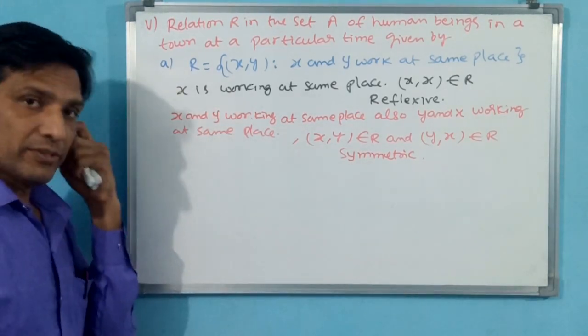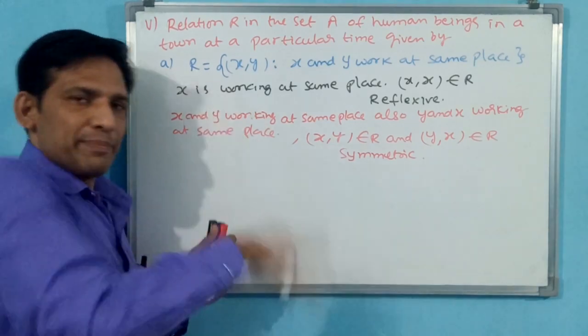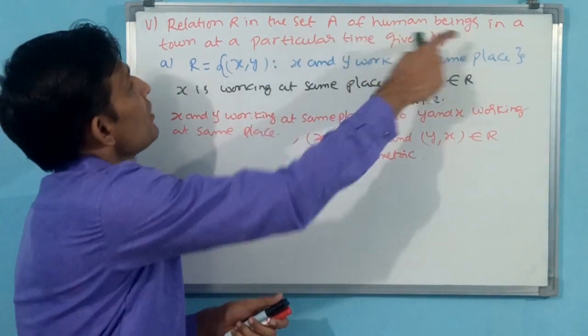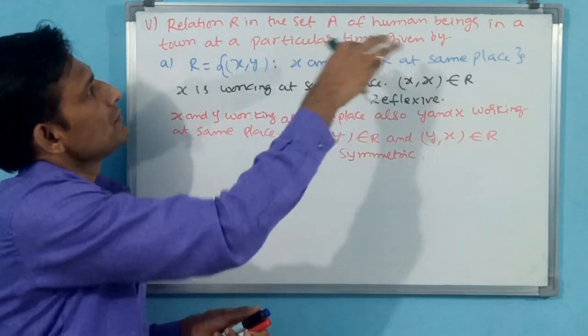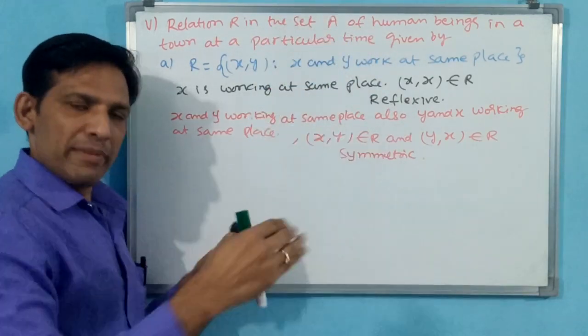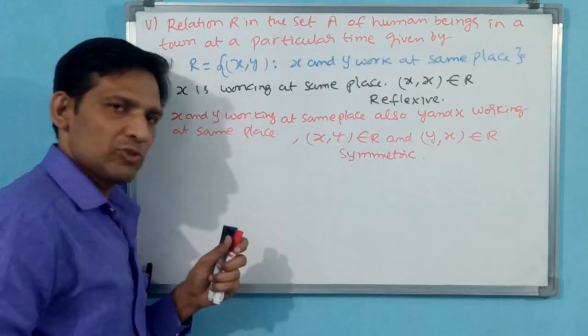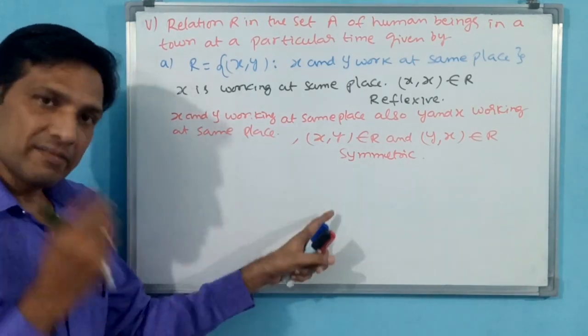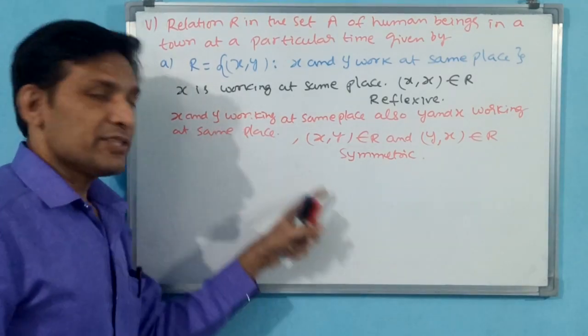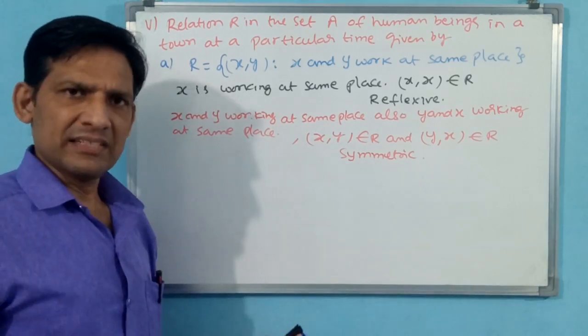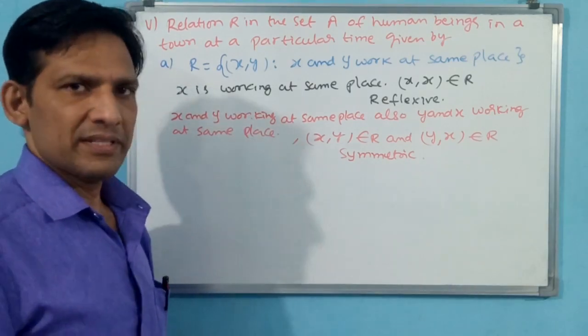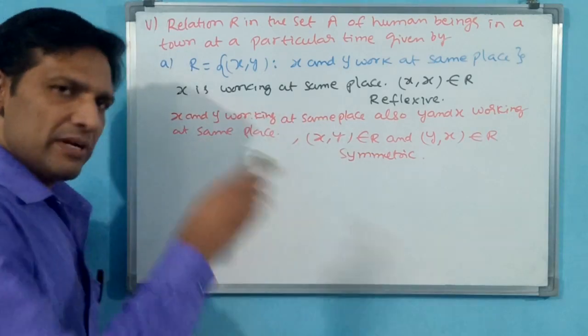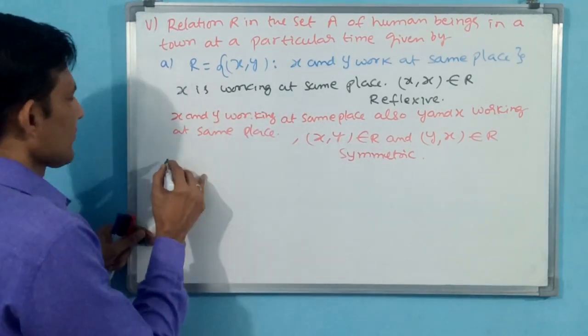That means transitive. See, another person. See, these are human beings in a town. Somebody may be there, even X, Y, Z may be there. X, Y working at the same place. Y, Z working at the same place. X, Z also working at the same place. Yes, correct. All three are working at the same place. Then this is transitive also. But you write it like this.